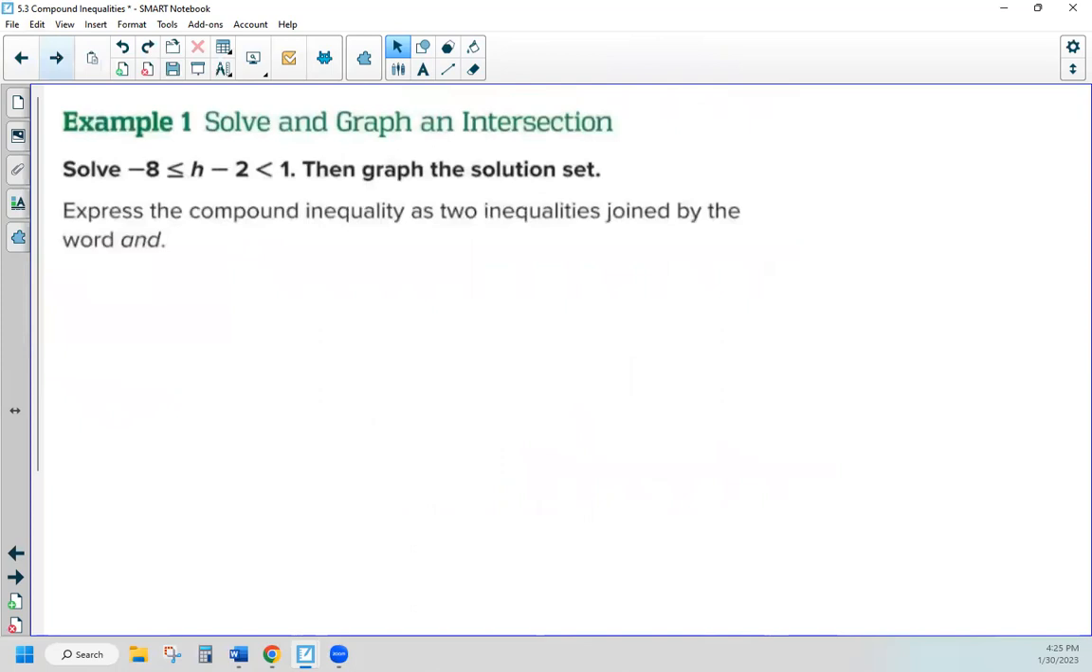Let's go ahead and look at this first example. Solve -8. I'm not going to read the whole thing. Then graph the solution set. It says, express the compound inequality as two inequalities joined by the word and. Let's see what we get here.